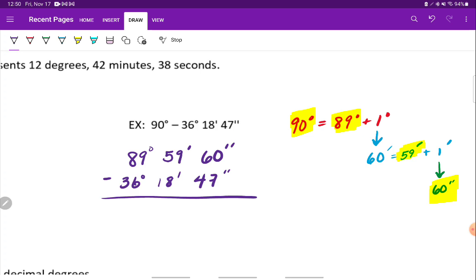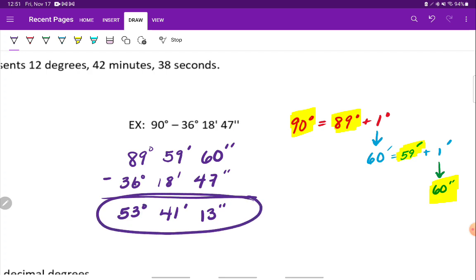And then we'll just subtract each type. Subtracting our seconds, that'll be 13 seconds. Subtracting our minutes, it's 41 minutes. And subtracting our degrees, 53 degrees. We end up with 53 degrees, 41 minutes, and 13 seconds.